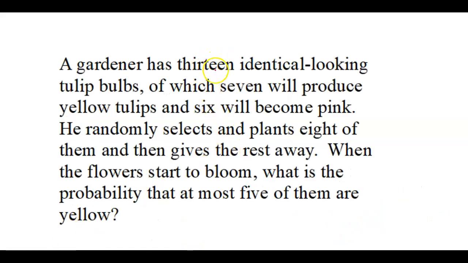A gardener has 13 identical looking bulbs. So this is the total amount, right? So we can call it N if we want to, but let's just write total here. So a gardener has 13 identical looking tulip bulbs, of which 7 will produce yellow tulips. So we've got 7 yellow, and 6 will become pink.